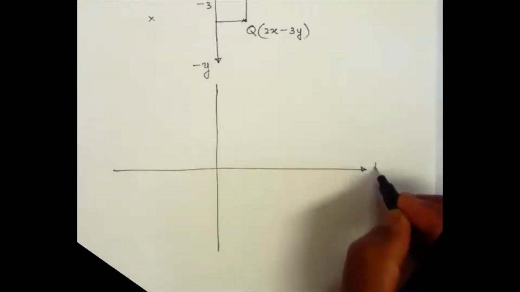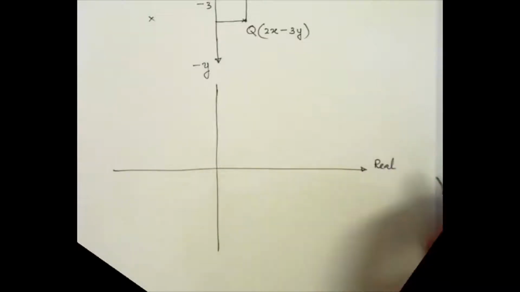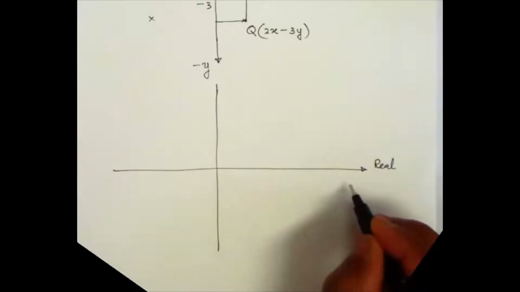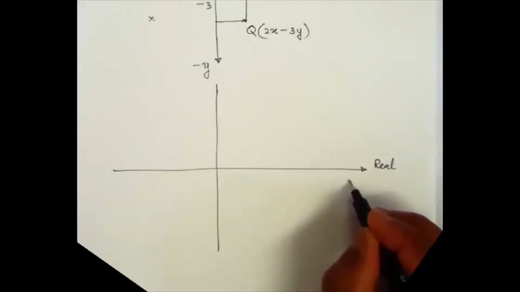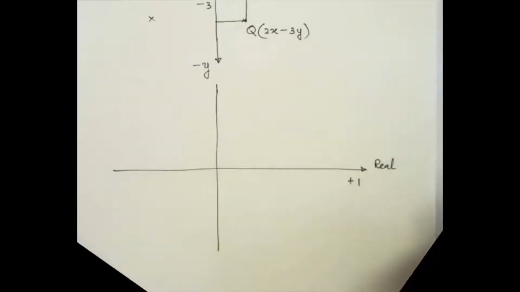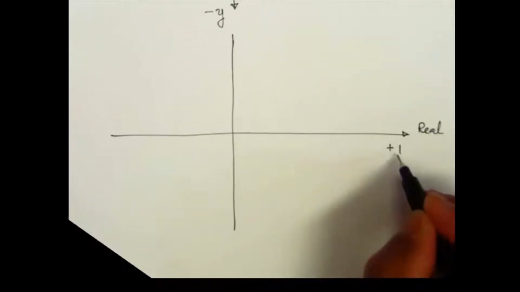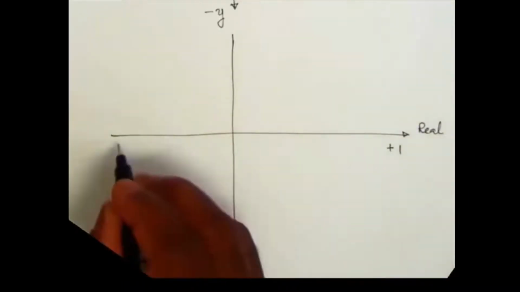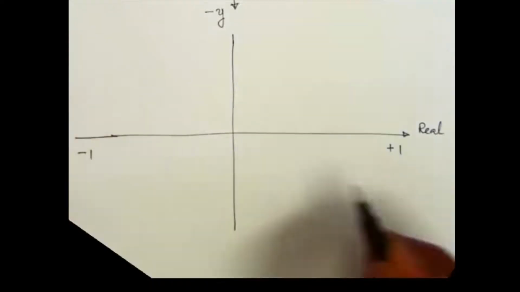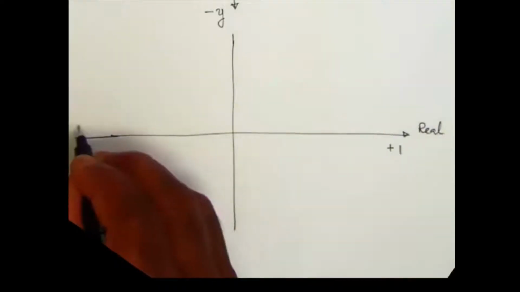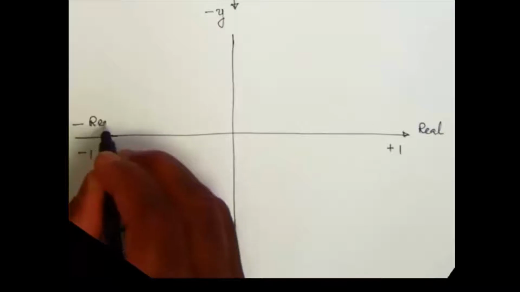Now this real axis, say this is positive 1, and 180 degrees opposite we get -1. So in other words, that's the negative real axis.